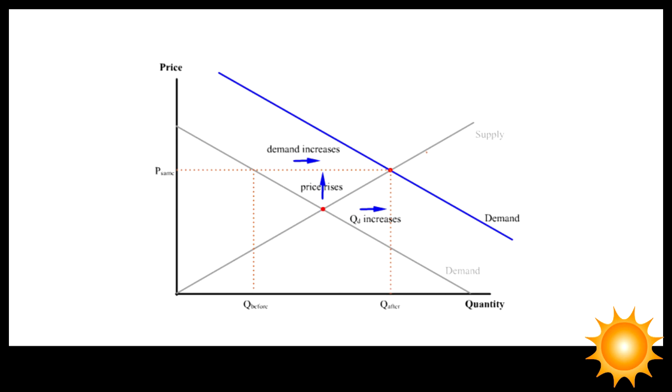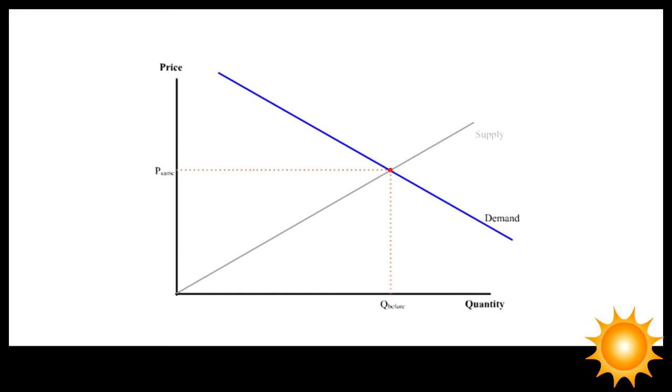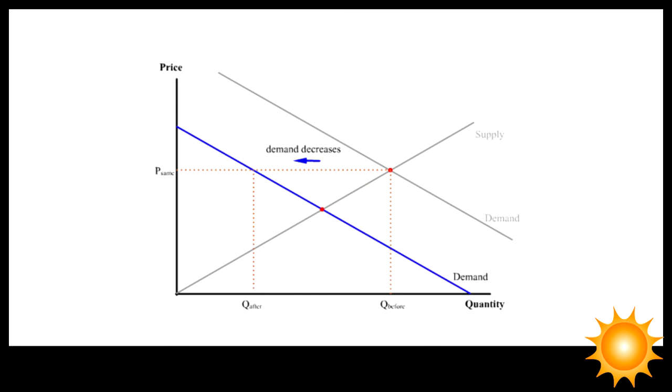When less is demanded at the same price, demand rather than quantity demanded is said to have decreased. After the market clears, a smaller quantity is sold at a lower price when demand decreases.